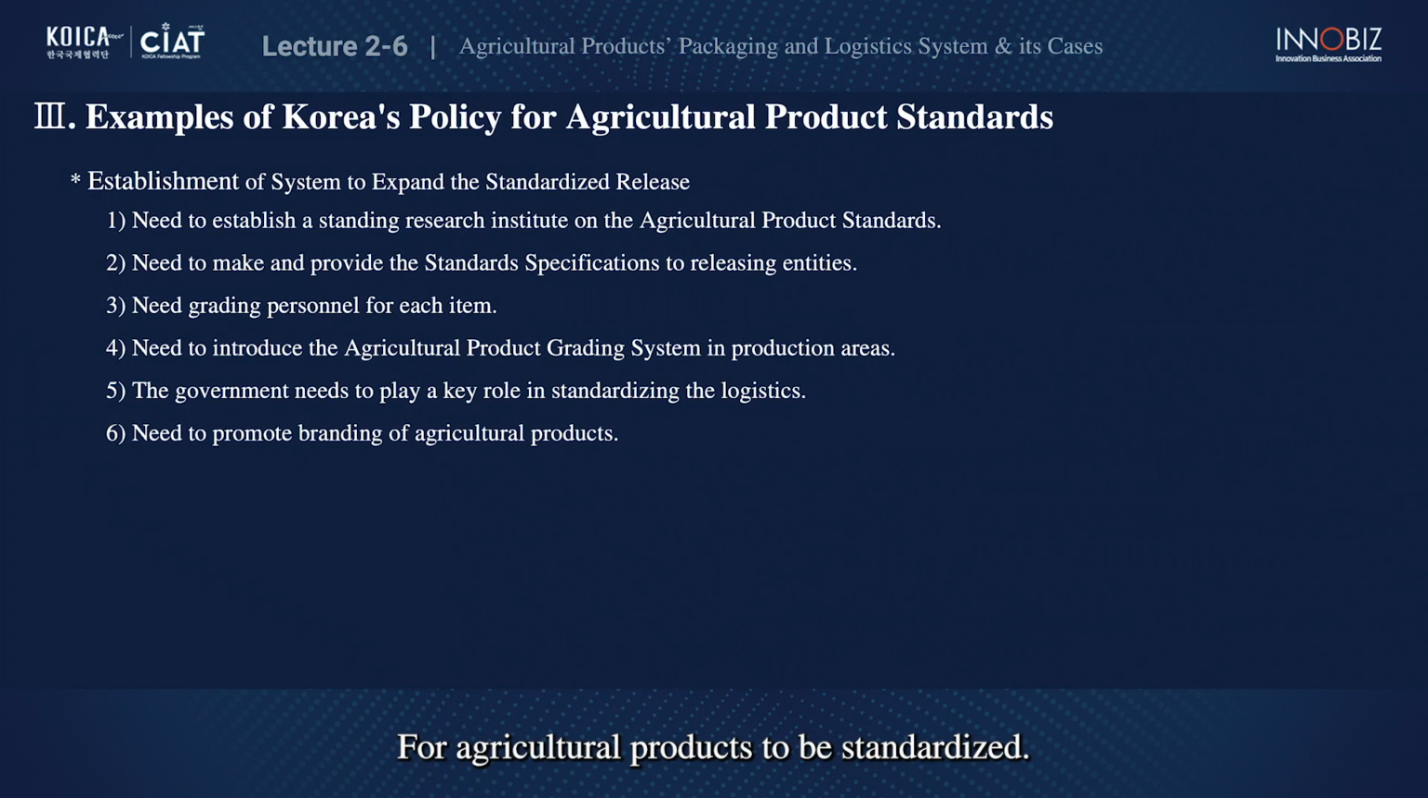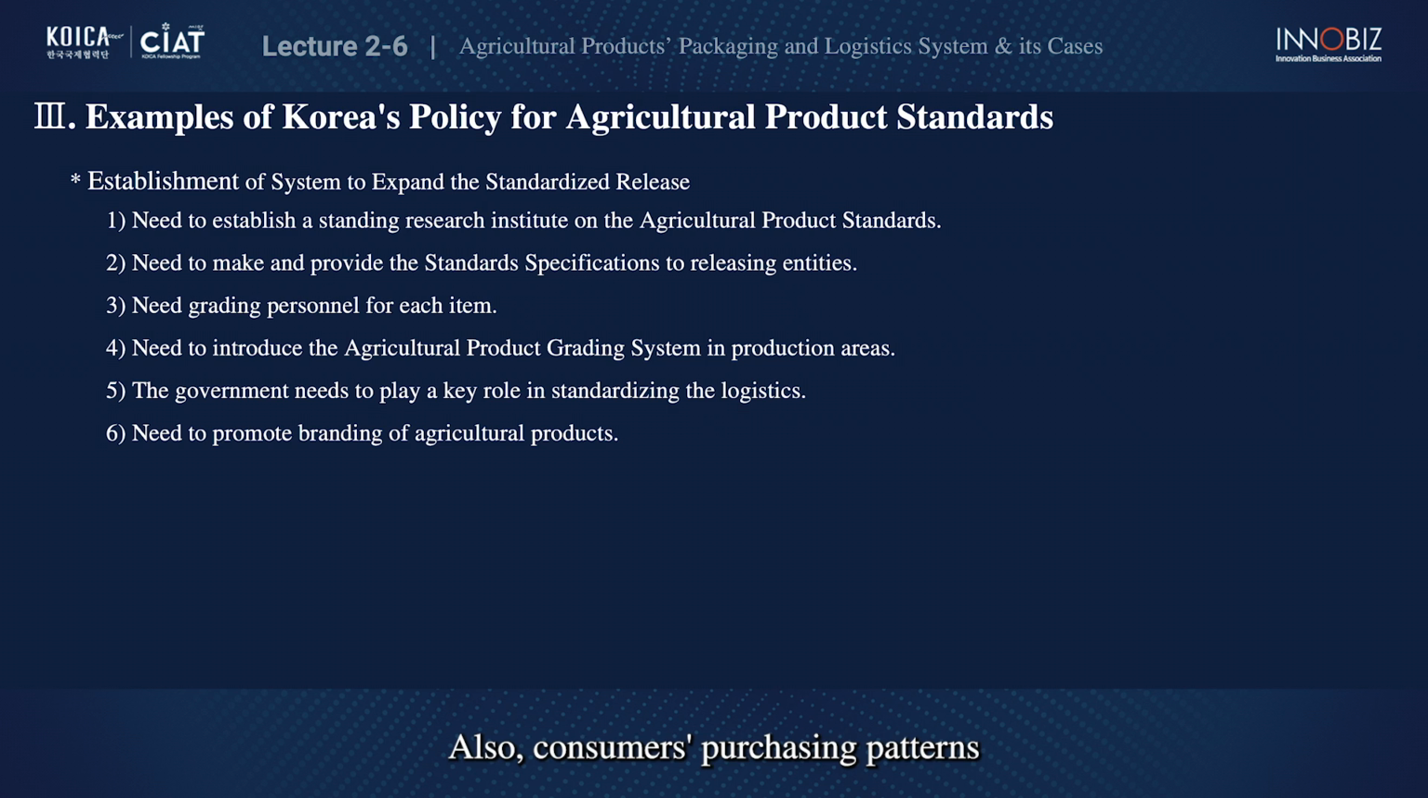For agricultural products to be standardized, you need to establish various systems to support it. You need to establish a standing research institute on the agricultural product standards. As pointed out earlier, the grading and packaging standards used in the wholesale market may differ from the official standards established and spread by the government.